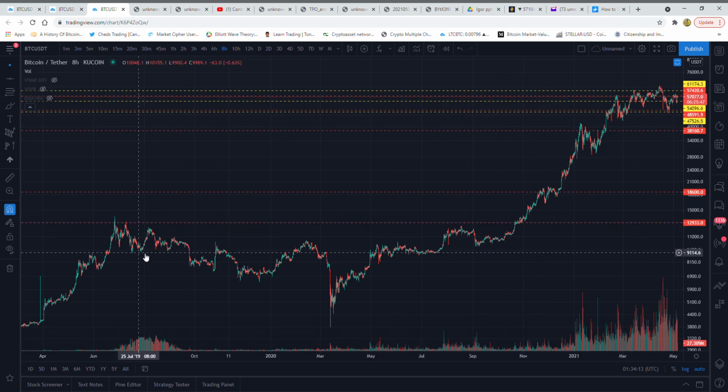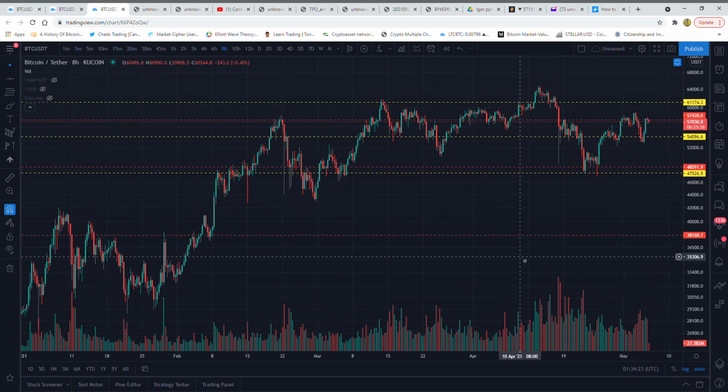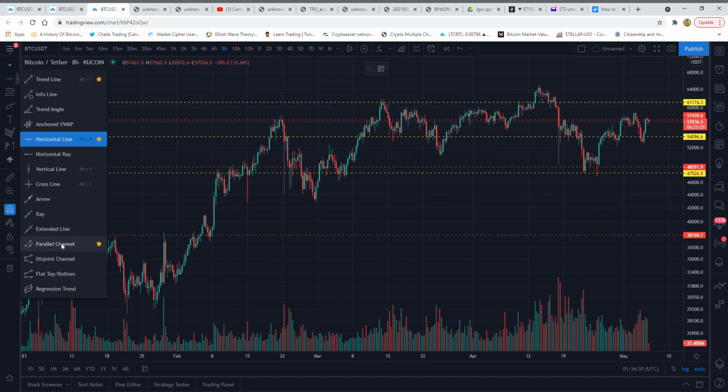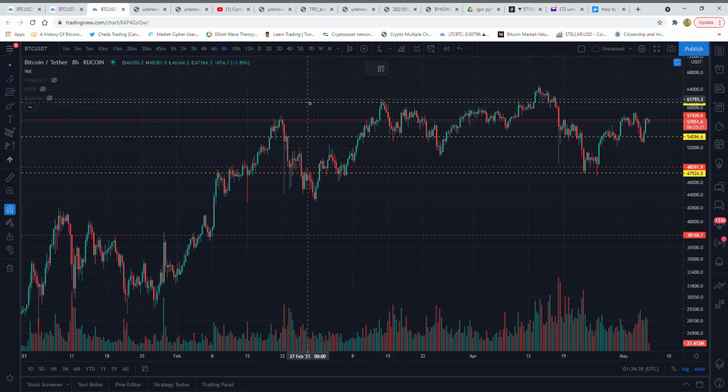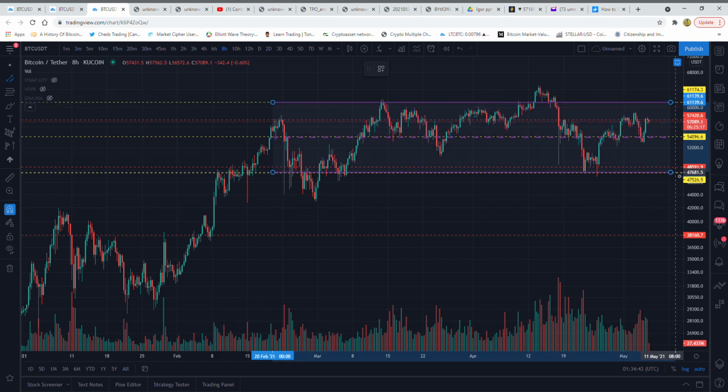So you need to learn how to trade the range, and how to find the levels so you can trade even in the middle of the range. So let's mark this as a range, and if you want to mark it, you can mark it with a parallel channel that you find here, also on the toolbox. Take the parallel channel, so let's say you draw it from here to here, and you go down to here.